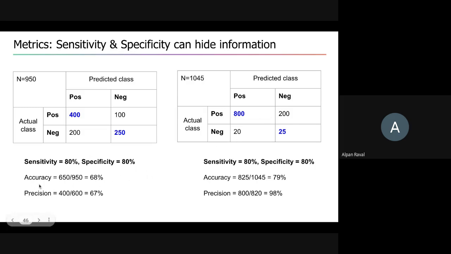But if you look at the accuracy, so remember sensitivity and specificity do not depend on prevalence. Whereas accuracy and precision do depend on prevalence. You can see the prevalence of the positive class is very different in both cases. So here, what is the prevalence of the positive class? You don't have to actually calculate, but can somebody tell me numerator and denominator?